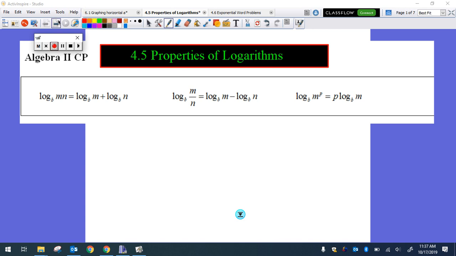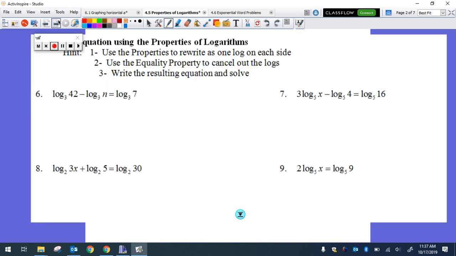So the easiest way is really just to see some examples. So let's go through some. We're going to rewrite these using the properties of logarithms, okay? So here's how I'm going to do this first one. We're going to leave it log base 3. Remember, minus really equivalates to division. So I'm going to do 42 divided by n equals log base 3 of 7. You see how I combined that left side, took the subtraction and condensed it and just made it a division.